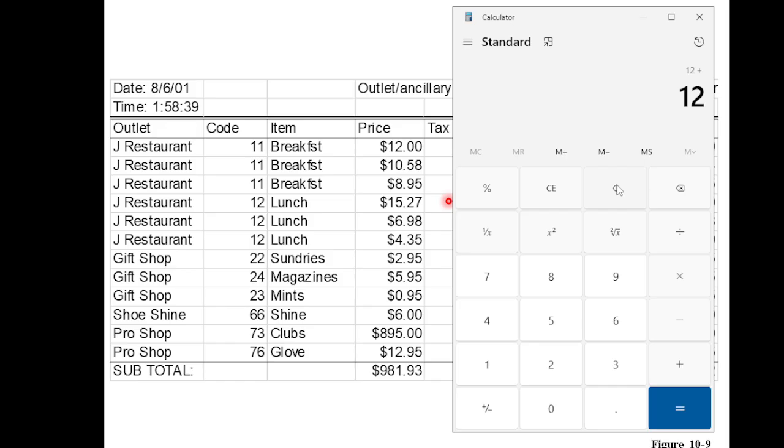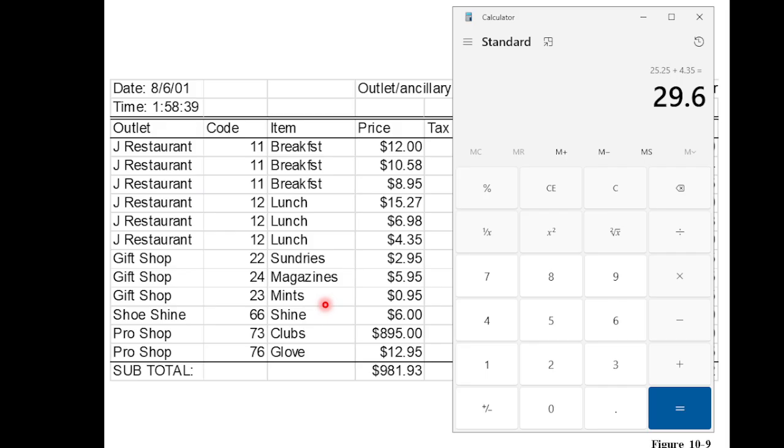$12 plus 10.58, is it 58? Plus 8.95. So that is 31.53. Okay, so the next is, for lunch, we have 15.27 plus 6.98 plus 4.35. So that equals to $29.06.